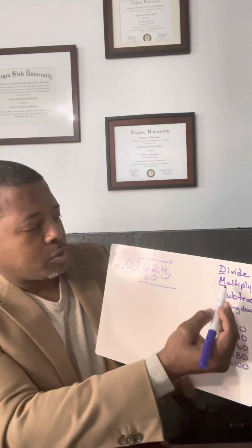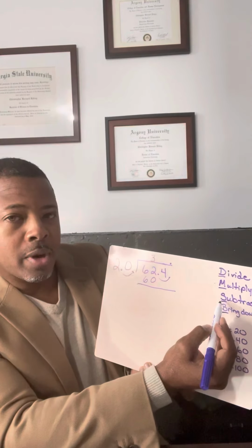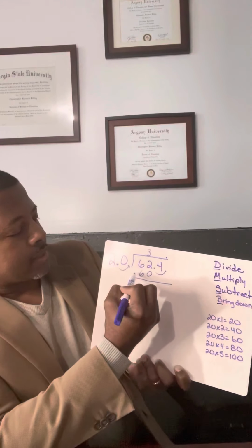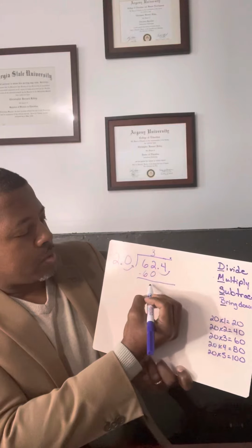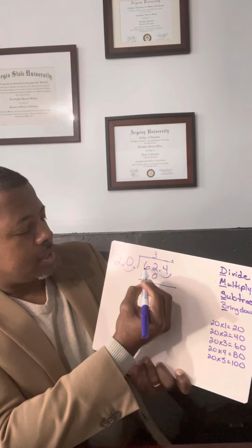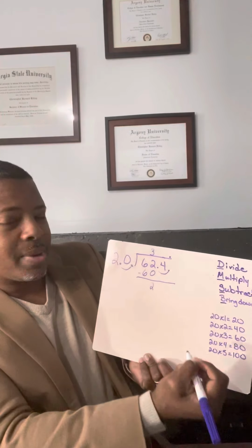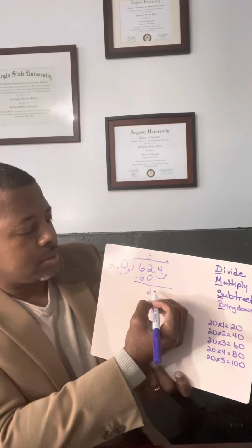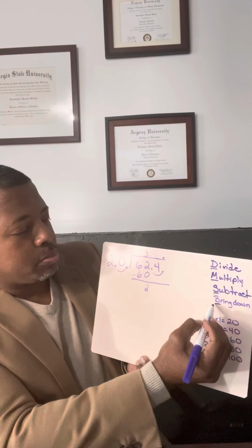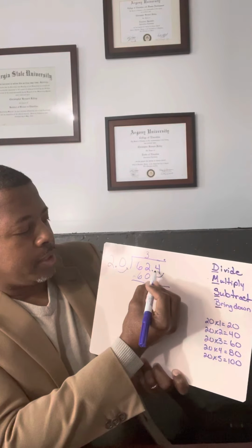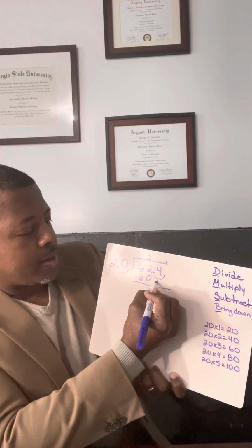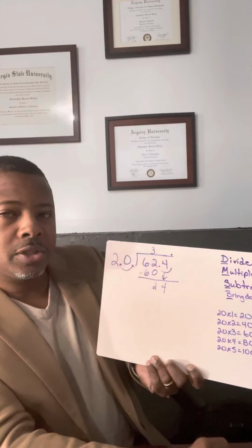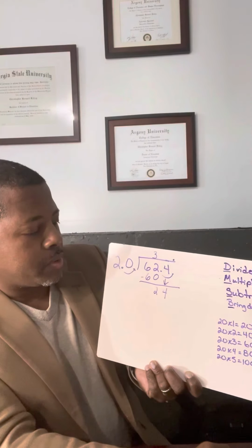And then I go to my next step, which is to subtract. So I put my subtraction sign here. 2 minus 0 is 2. 6 minus 6 is 0. I don't have to put my 0 there because it is understood. My next step is to bring down. So I'm going to bring my 4 down, which is my next number over. I always put my little arrow there just so that I can know that I brought that 4 down.